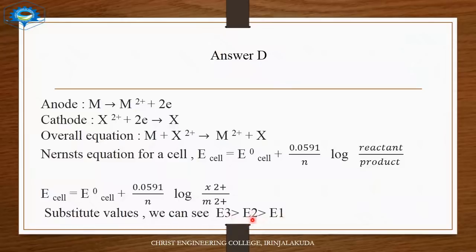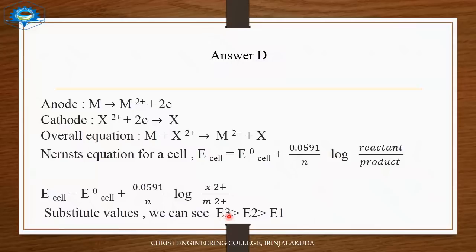E3 greater than E2 greater than E1. In the case of E2, the concentrations of X2+ and M2+ are both equal to 0.1. So log of 0.1 divided by 0.1 is log 1, and this logarithmic term becomes 0. So this term cancels. E cell is equal to E0 cell.